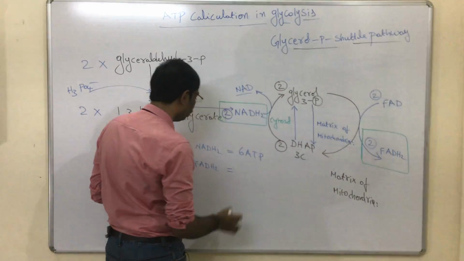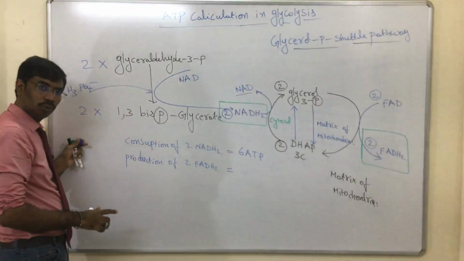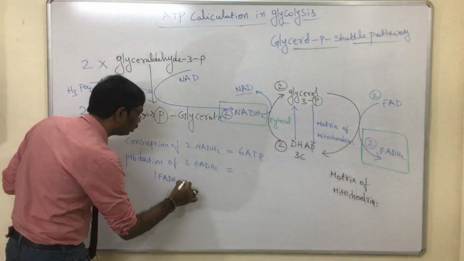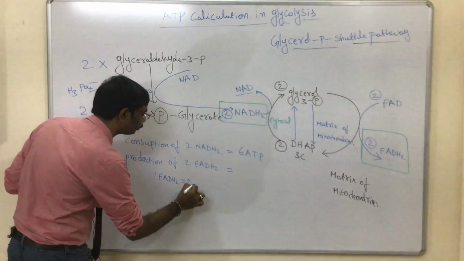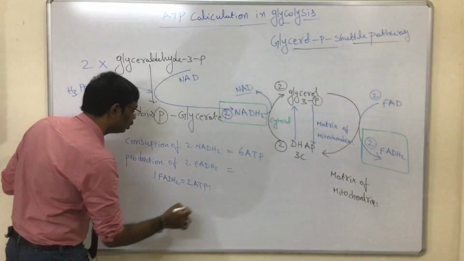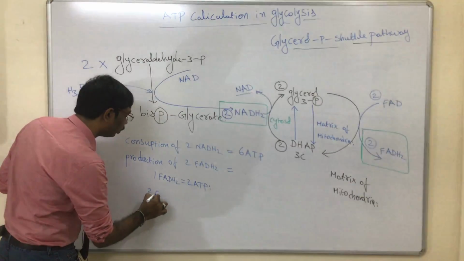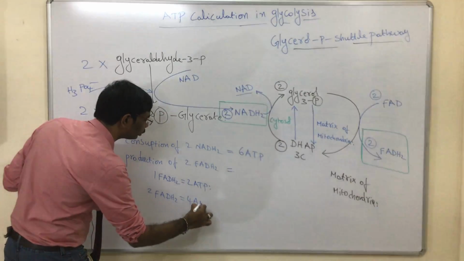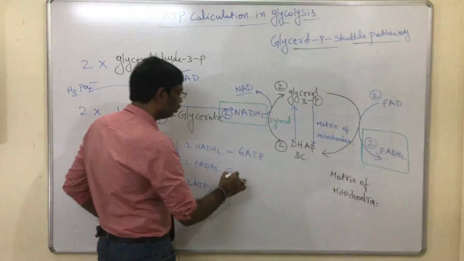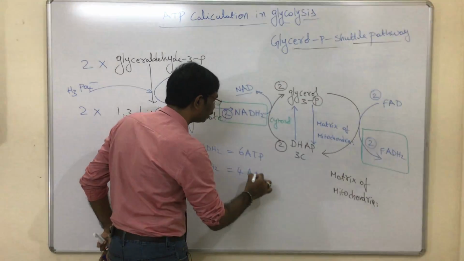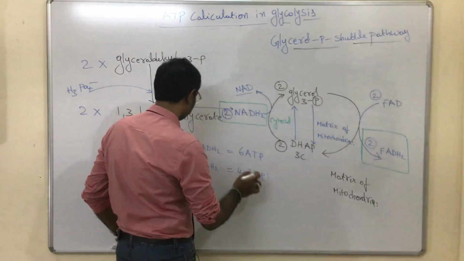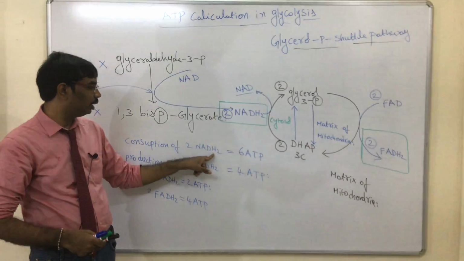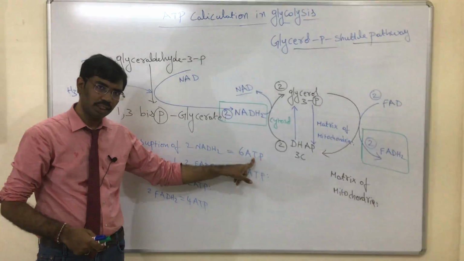So how many ATPs are produced? 1 FADH2 equals 2 ATPs. So 2 FADH2 means how many ATP? 4 ATP. So how many ATPs are consumed? Sorry, consumption is 6 ATP. So consumption of 2 NADH2 means 6 ATP consumed in the reaction.